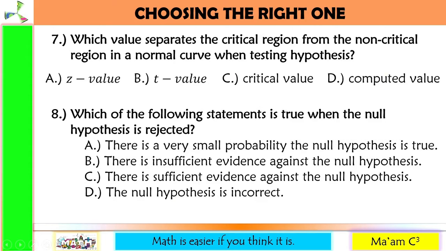Number 7, which value separates the critical region from the non-critical region in a normal curve when testing hypothesis? The answer is letter C, the critical value. Last one, which of the following statements is true when the null hypothesis is rejected? Why do we reject? We reject because there is sufficient evidence against the null hypothesis. Let us do an extra challenge.